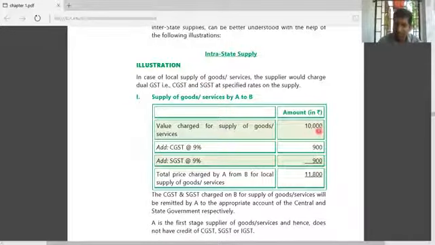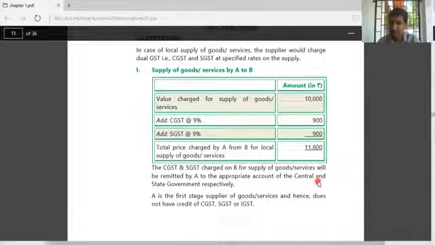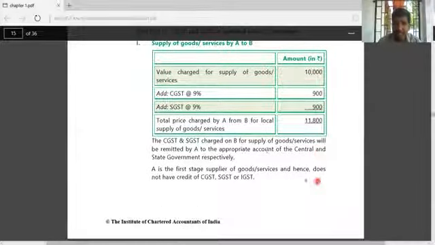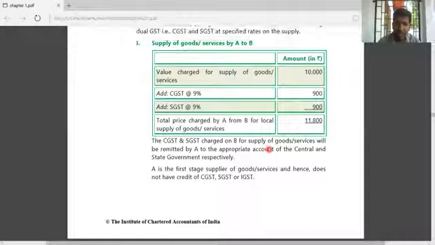Say for example, the value is 10,000 rupees, 900 rupees 9% CGST, 900 rupees 9% SGST. Total price charged, so the invoice value will be 11,800, and the recipient should pay him 11,800 and purchase the goods. And the CGST, SGST charged on B for supply of goods will be remitted by A to the appropriate account of the central government and state government.